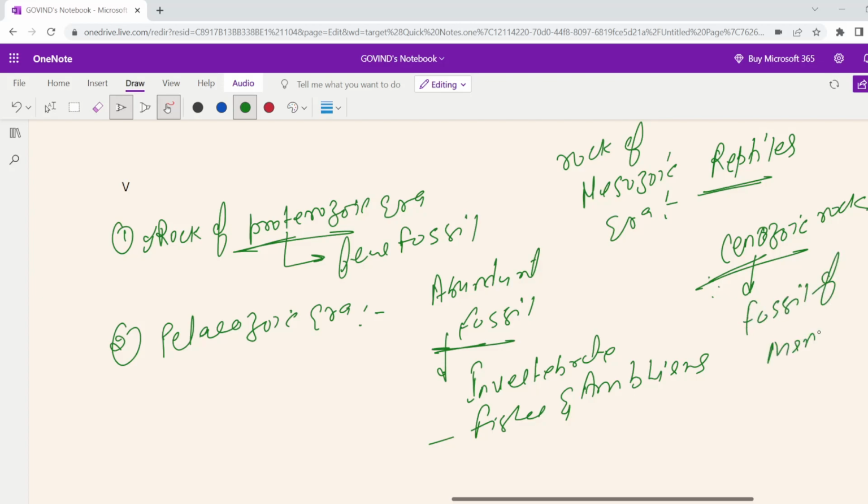Apart from this, you should know who is the father of paleontology and what is paleontology. So I think we have discussed everything. Last thing, for a substance to be called a fossil, it should be at least 10,000 years old. So with that, everyone, we have done.